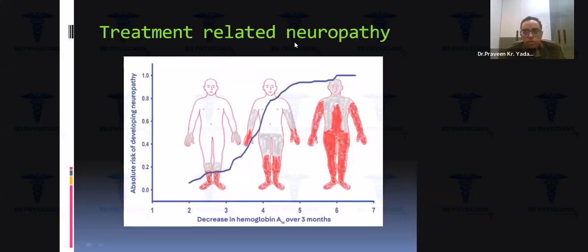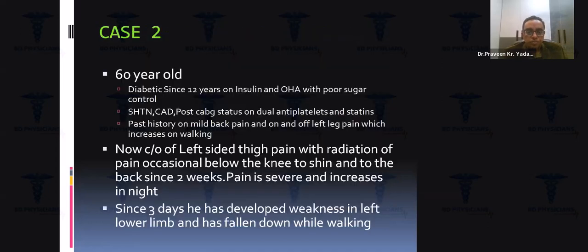Now we should know that in treatment related neuropathies, the more severe the reduction of HbA1c over a short period of 3 months, the more severe the neuropathies. For example, if you see here, with a 2 to 3 reduction in HbA1c, the neuropathy is predominantly distal. While if it is 4 to 5, the neuropathy is going more proximal. And if it is 6 to 7, then you can see it's almost involving the entire body. So this shows that a rapid reduction in HbA1c may be a predisposing factor for the treatment related neuropathy.